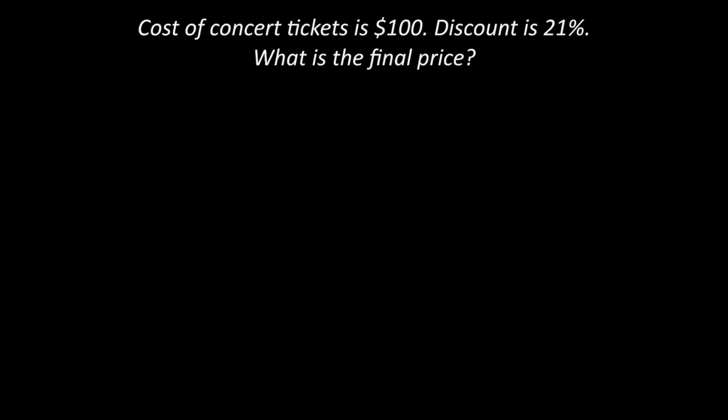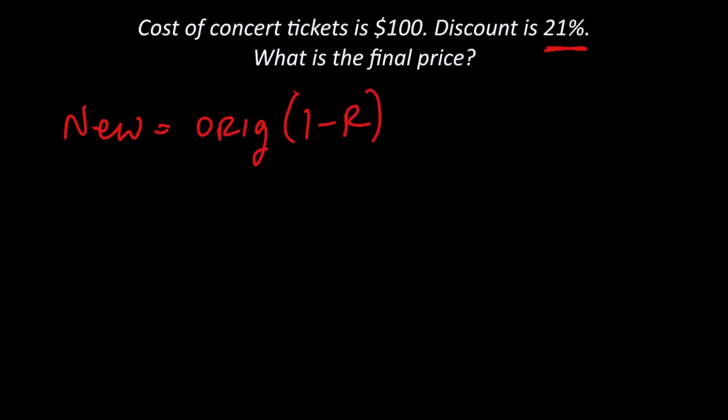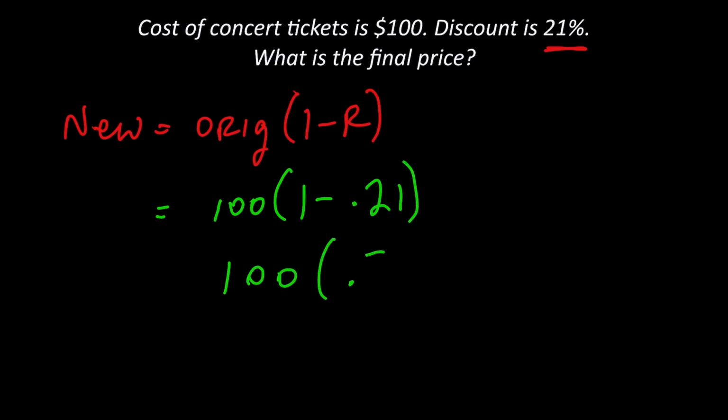Here, we have concert tickets for $100 and a discount of 21%. Therefore, we know that the final price is going to be less than the original. We're going to use the 1 minus R version because we're dealing with a discount. We have $100, 1 minus the decimal version of the percent that we're dealing with. That's going to give us 100 times 0.79 because we are only paying 79% of the original price, not 100%. And that's going to give us a final price of $79.